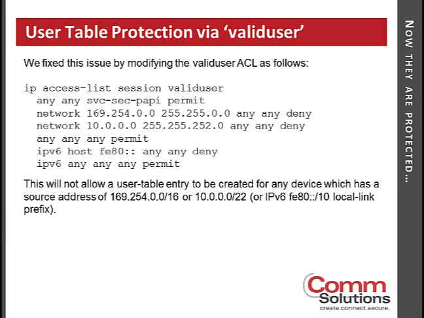So in this case, we took the customer's network and we modified the valid user ACL to block a few things. We blocked the Microsoft auto-config addresses, the 169.254s. We blocked anything that was on their wired network, which happened to be summarizable as 10.0.0.0/22. We also blocked, in this case, they're running IPv6 on their wireless LAN, any link-local prefixes for IPv6 as well.